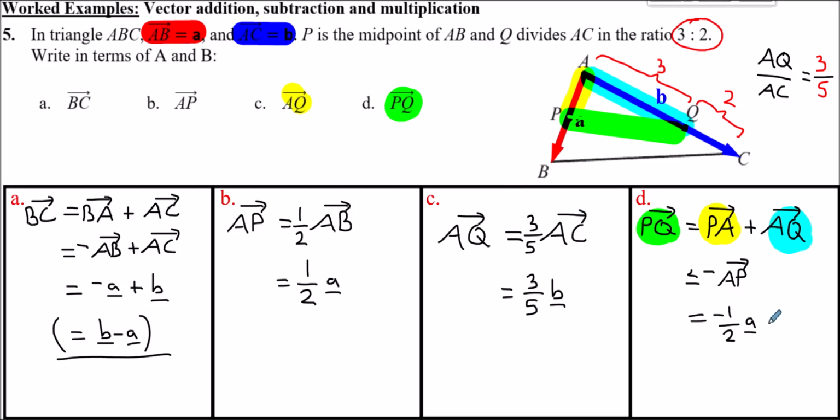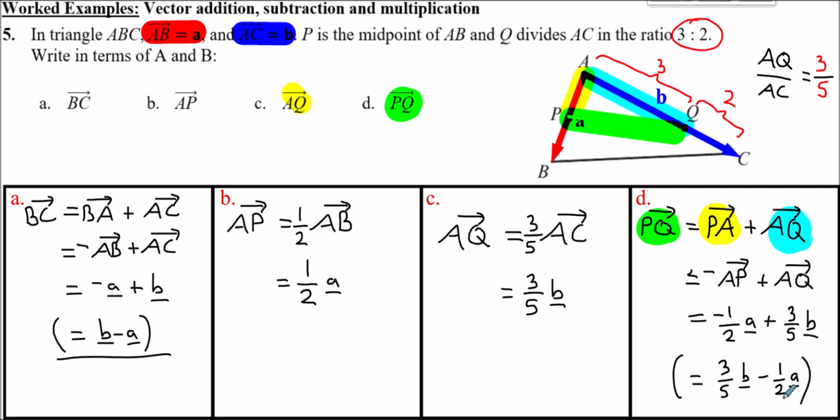So plus AQ means plus 3/5 B. Which, writing it as a positive vector first, we can say that's 3/5 B minus 1/2 A. And we're done. So just think about it as a roadmap.